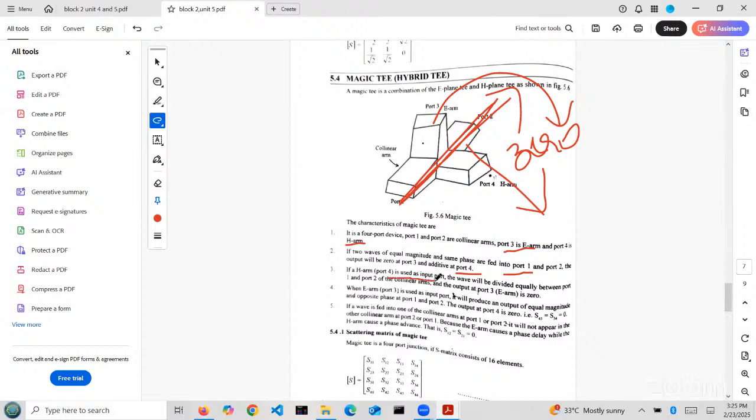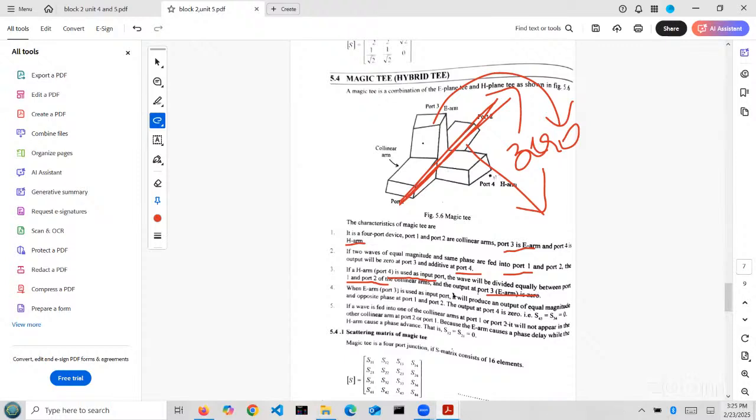Input is given to port 4. We will get output across port 1 and port 2, whereas what is the status of port 3? Port 3 is 0 combination. Same way we are checking which is input, which is output in these 5 conditions.